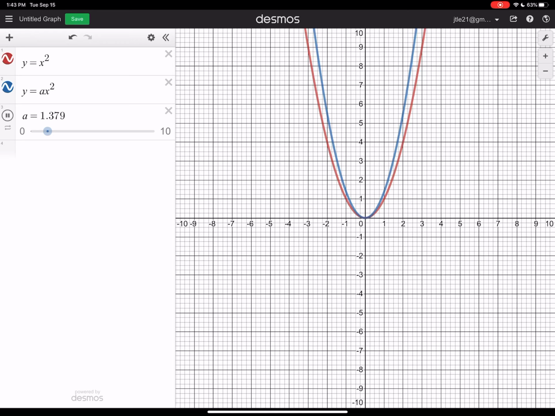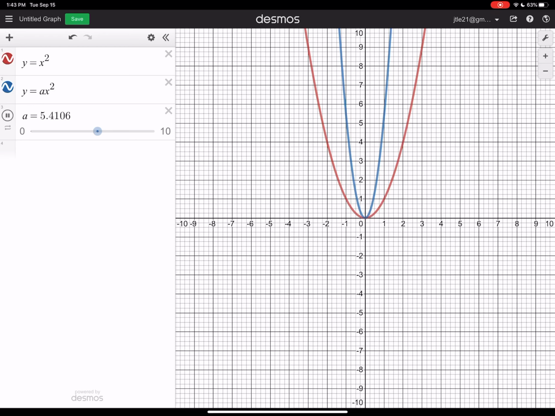Remember, red is the original graph. Right now a is at 2 and it's getting larger. A is just getting larger slowly. What is happening to that blue graph? Right? Some of you might say that it's getting thinner. The more proper term is it's getting narrow. The even more proper term is there is a vertical stretch.